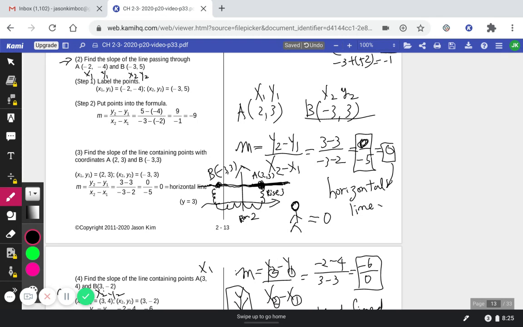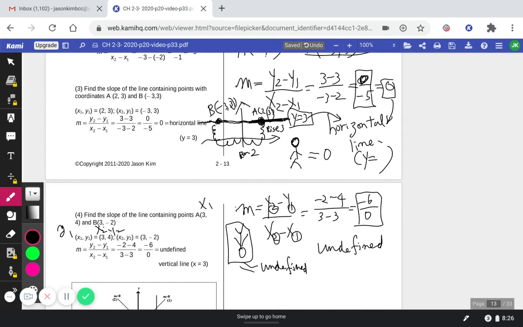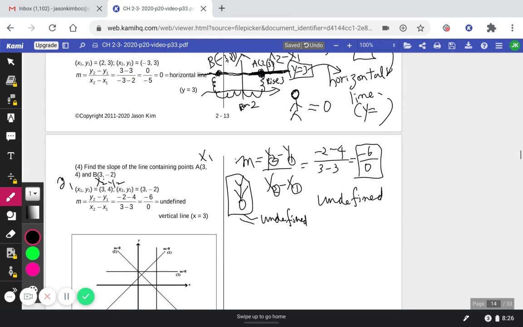So the actual graph or equation of this line becomes, no matter what the x value is, y equals 3. So every time you have a horizontal line, you always have y equals something. Okay? So not only did I find a slope, but I also plotted the points and then found the equation, which they didn't ask for, but I did it. Okay. So how about number 4?